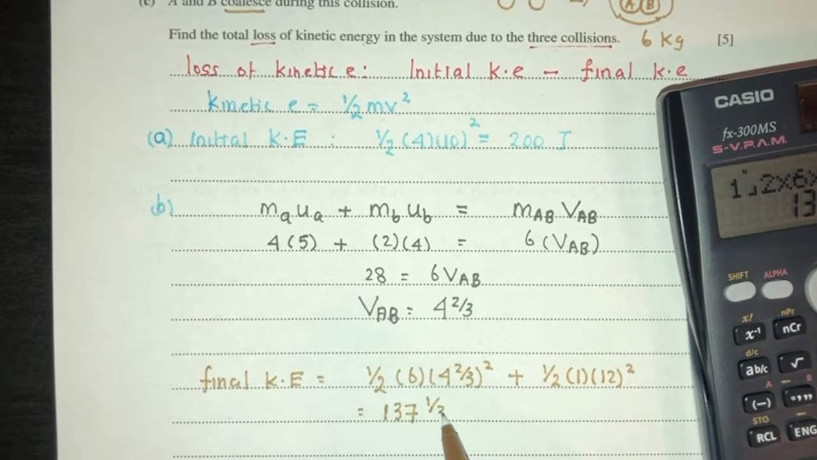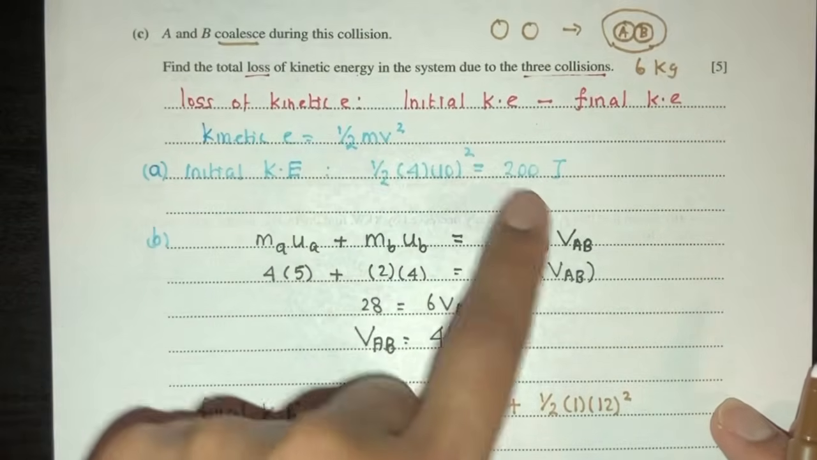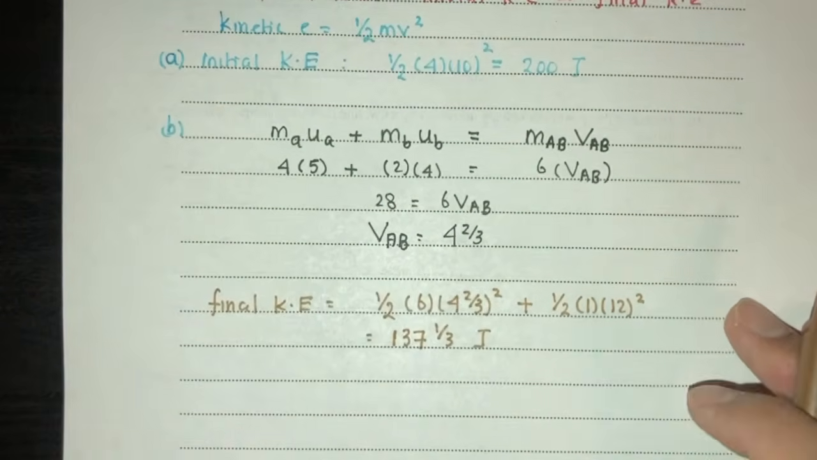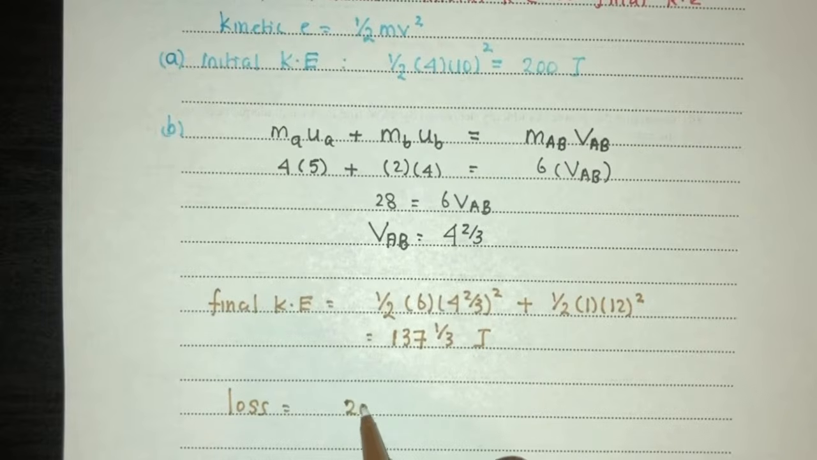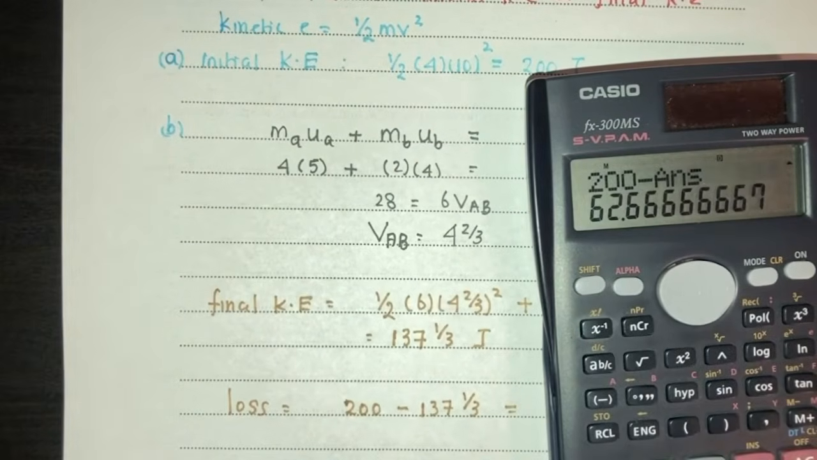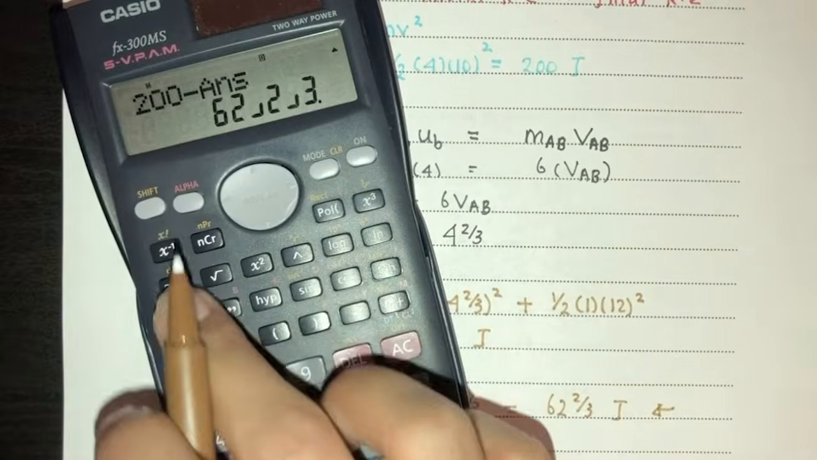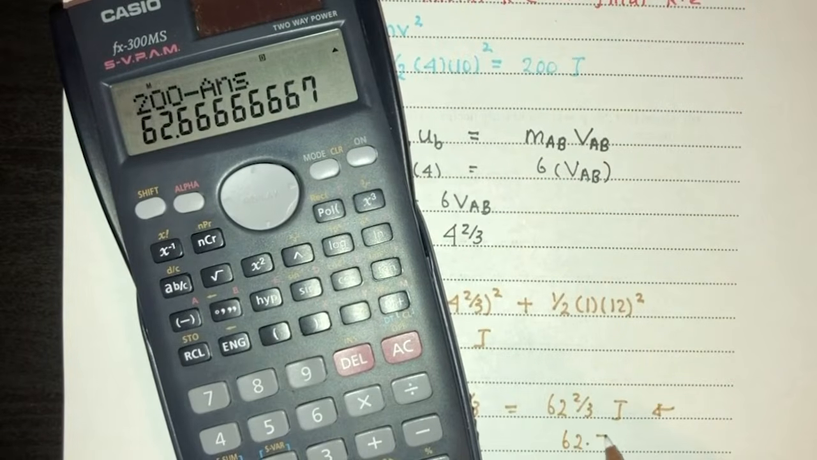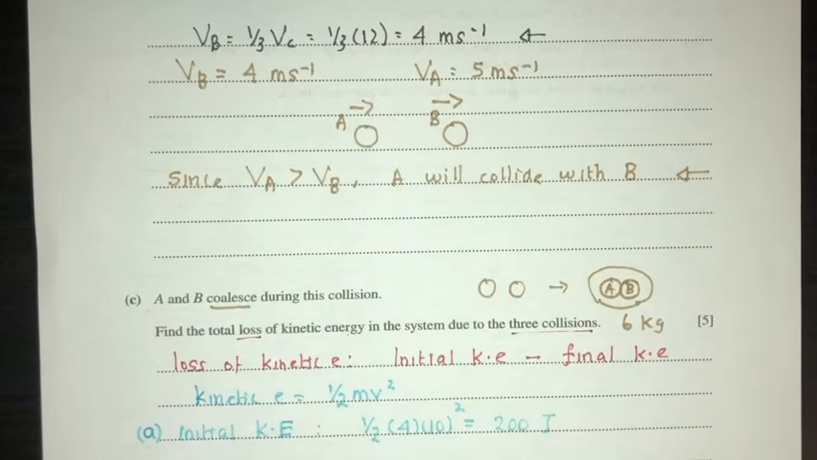137 1/3 joules. Now going back to your main formula, to find the loss, you have to take the initial minus the final. So loss will be 200 minus 137 1/3. That will be about 62 2/3 joules for the loss. Or you can write it down as a decimal as well. That will be 62.7 joules, correct to 3 SF. And that will be your question number 4.